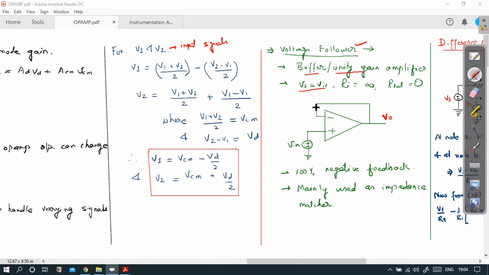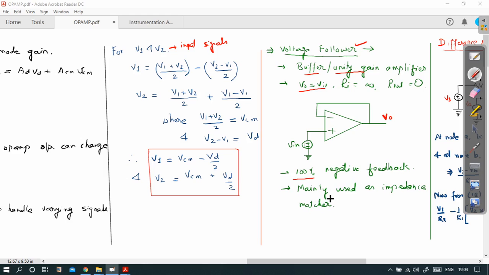It is designed with 100% negative feedback. Look here, the output signal is fed back to the input side, to the negative terminal, so it is a kind of negative feedback. Since the signal is completely fed back to the negative terminal without any insertion of resistance or capacitance, it is the 100% negative feedback case.